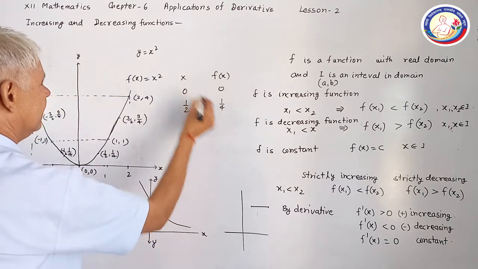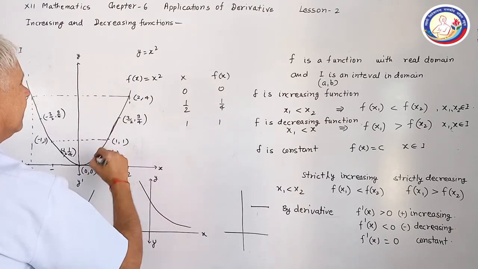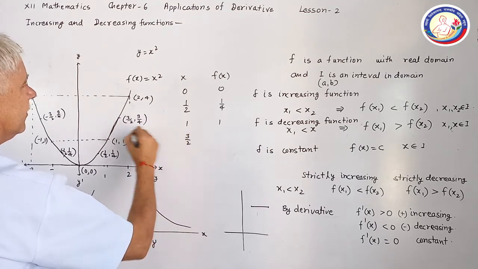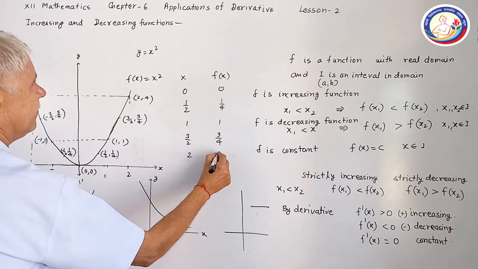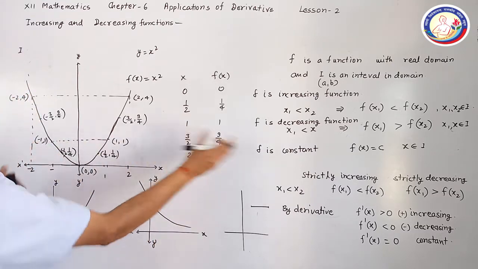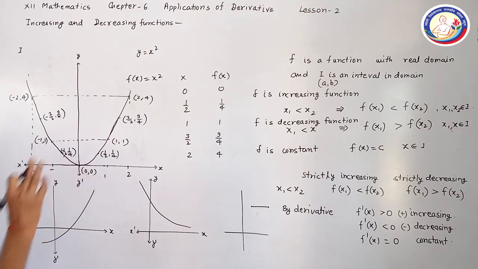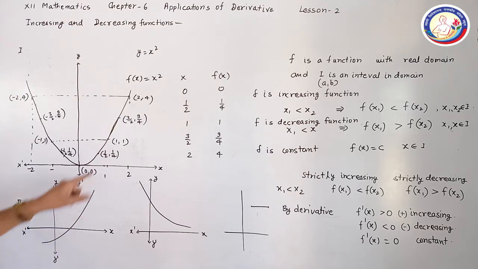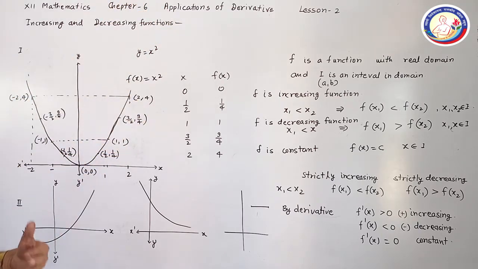Again if you put 1, then the value of function is 1. If you put 3 by 2, then it is 9 by 4. And if you put 2, the value of function is 4. This is for the positive side of x-axis, right of the origin. So what about the nature of x and the value of function? x is 0, 1 by 2, 1, 3 by 2, 2, and further values 3, 4, 5, 6, etc.